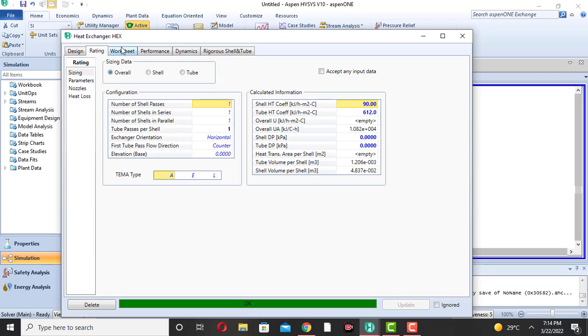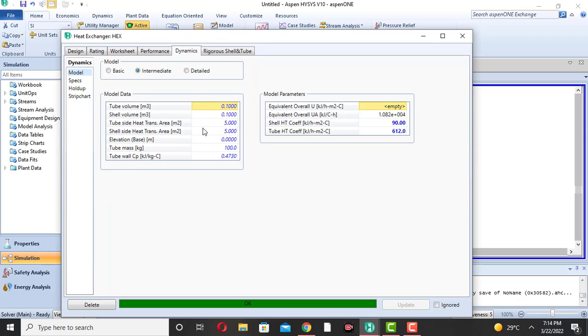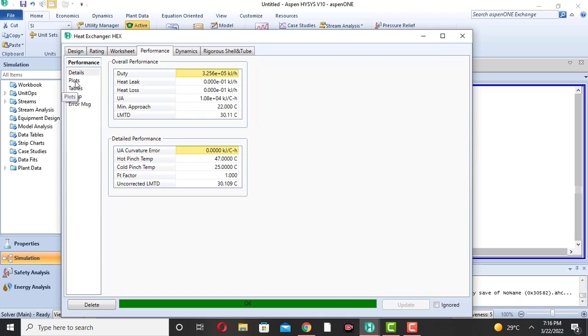Come to performance. The tube mass is 100 and the shell heat transfer is this one. All of these are calculated by Aspen HYSYS. Now click on performance, click on the plot.